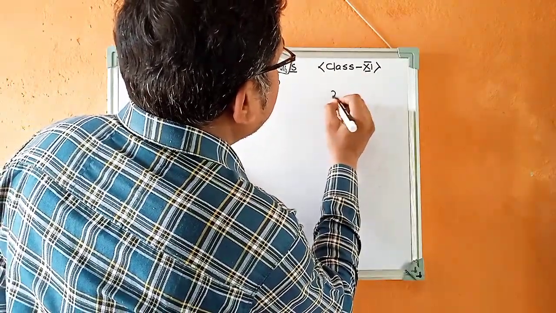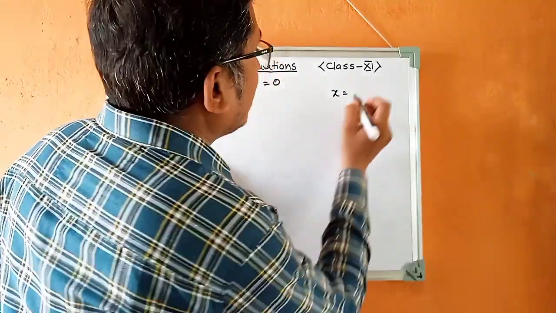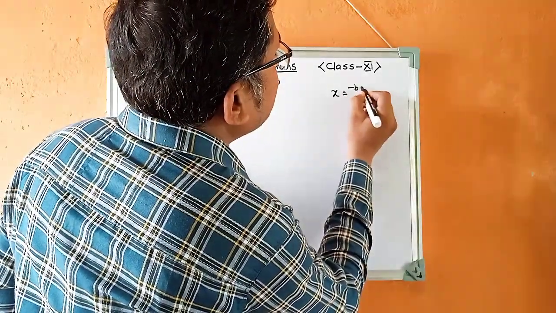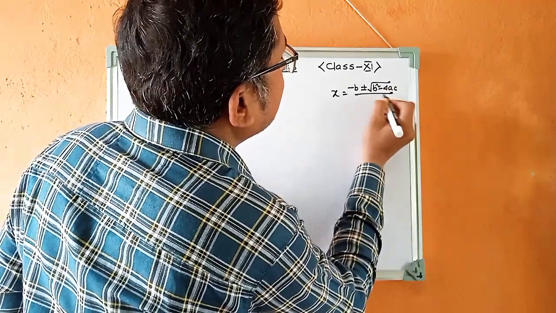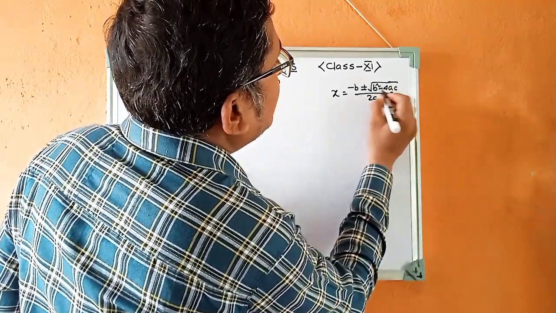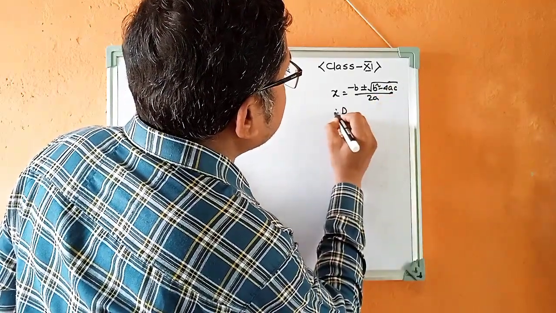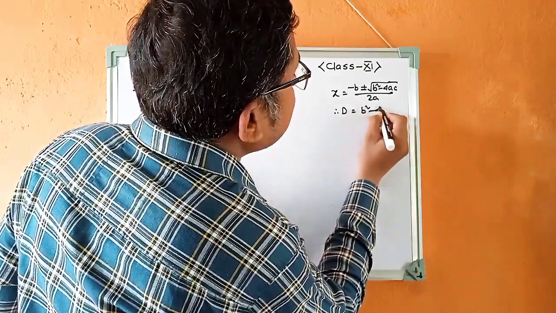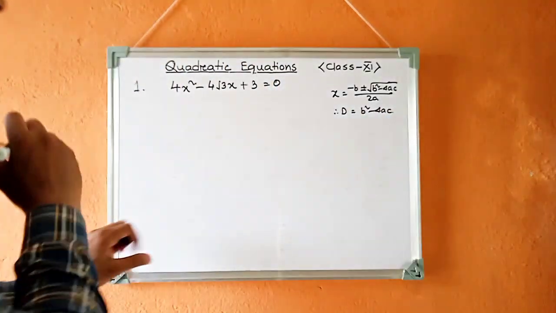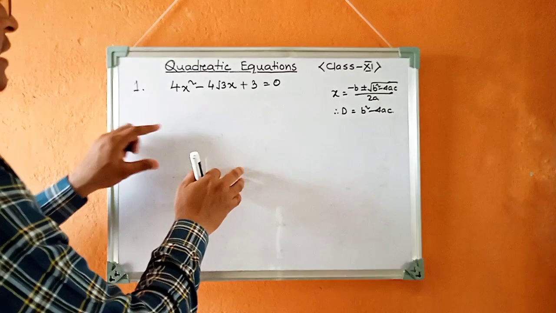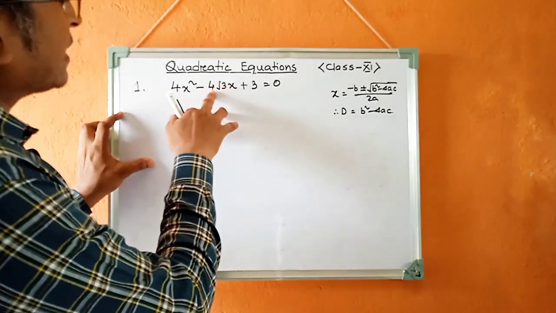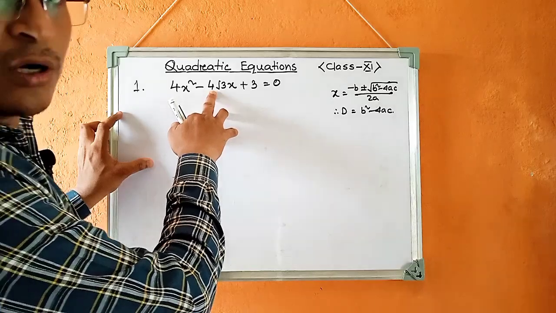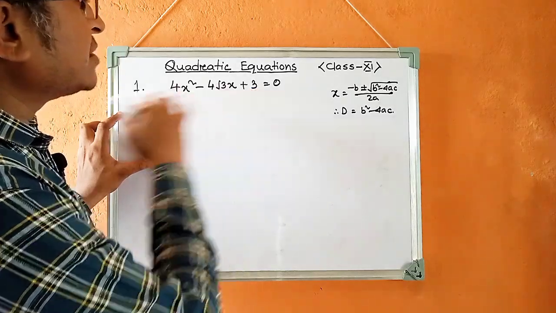Again, you see x equal to, by using the formula, x equal to minus b plus or minus root over b square minus 4ac divided by 2a. So b square minus 4ac is called the discriminant. Here in the equation, the coefficient of x square is called a, the coefficient of x, minus 4 root 3, is called b, and the constant term is 3.